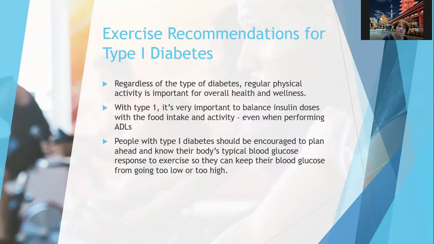So exercise recommendation for type 1 diabetes: regardless of the type of diabetes, the American Diabetes Association recommends regular physical activities for overall health and wellness. So with type 1, it's really important to balance insulin doses with food intake and activity, even when performing ADLs. So people with type 1 diabetes should be encouraged to plan ahead and know their body's typical glucose response to exercise so they can keep their blood glucose from going too low or too high. And with well-managed diabetes, you can avoid complications if you really work on managing your diabetes.